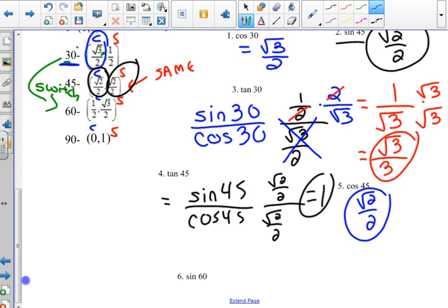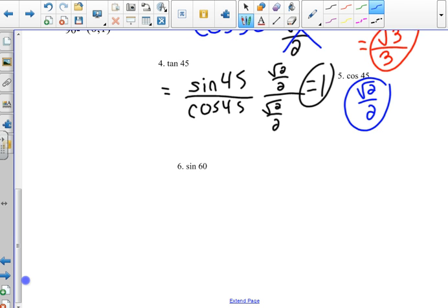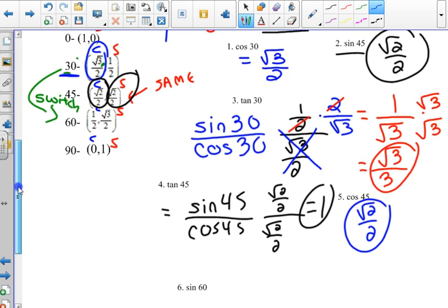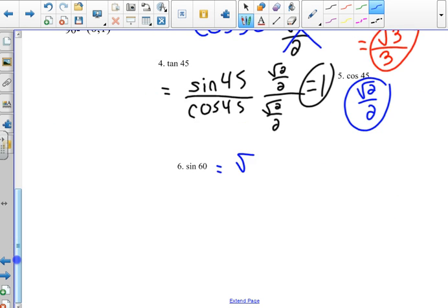Alright, our last one, the sine of 60. So find your 60 degrees. Which one's your sine? Radical 3 over 2, perfect. That's it. Nothing crazy.